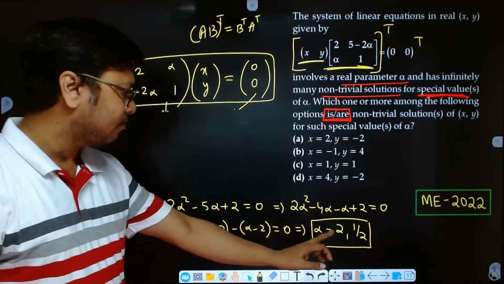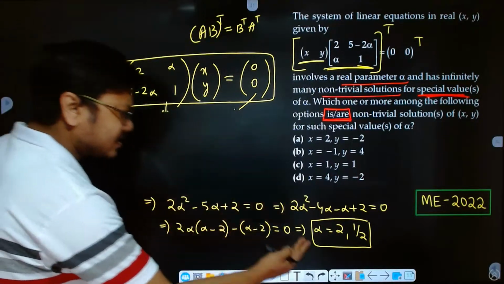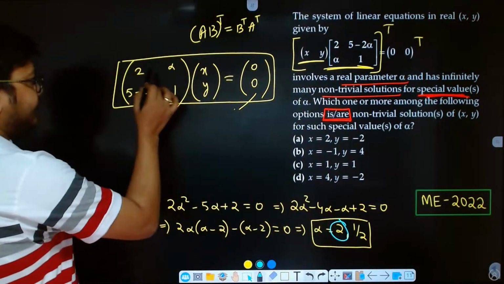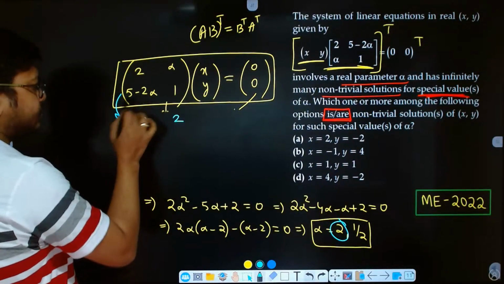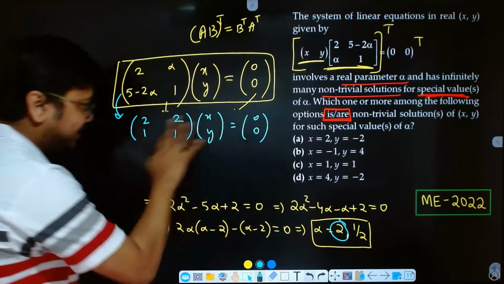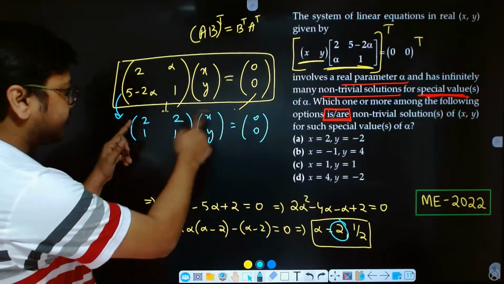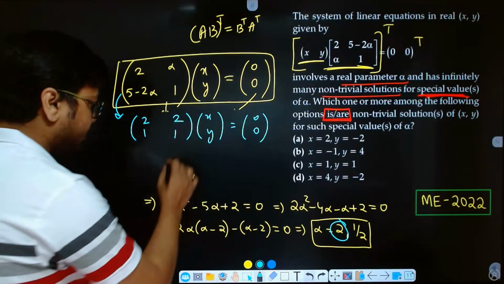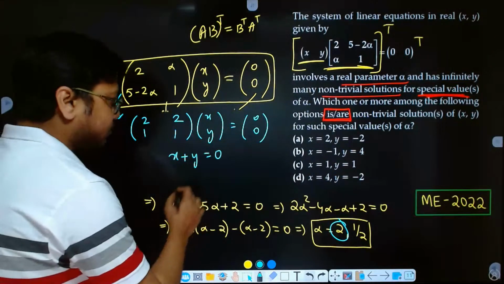So if alpha value is 2, let's just place the alpha value 2. Then this matrix becomes 2 2 and 1 1, xy equals 0 0. If you multiply this, you can see you're getting the same equation repeated. The first is 2x plus 2y equals 0, next is x plus y equal to 0. So we are getting just one equation, which is x plus y equals 0.